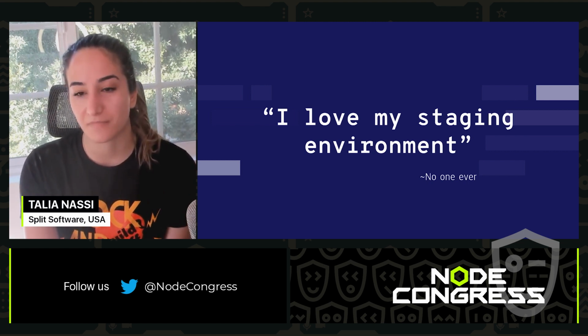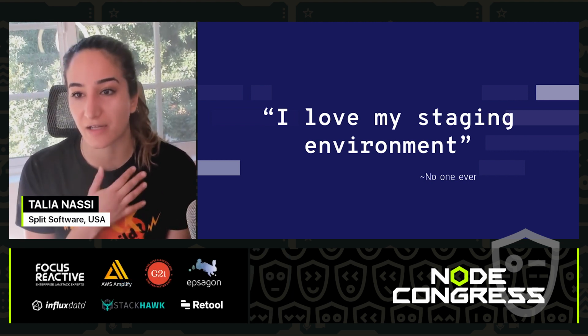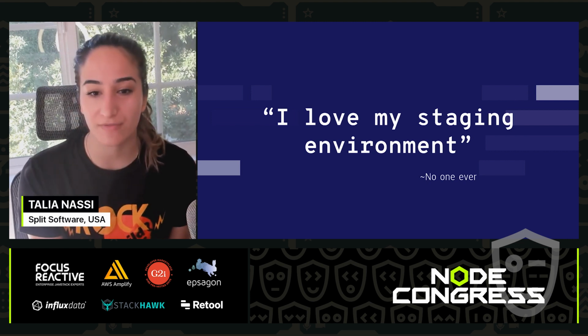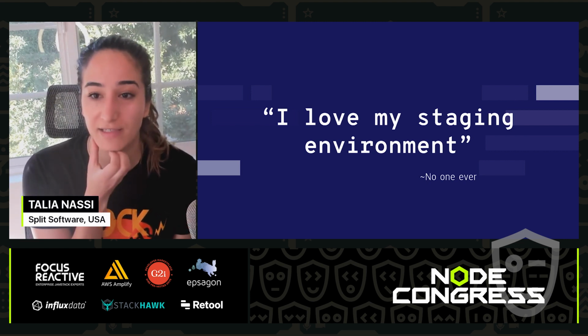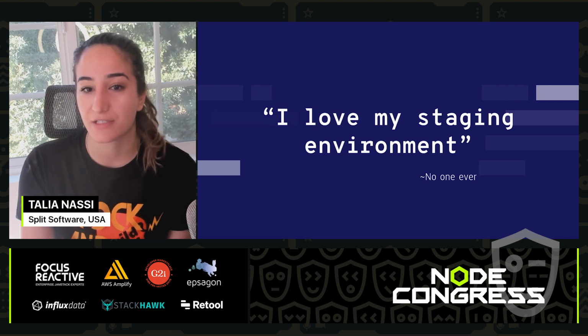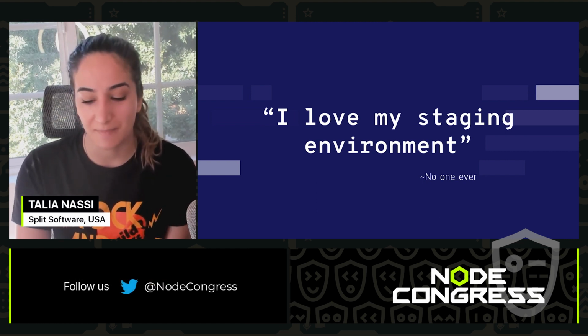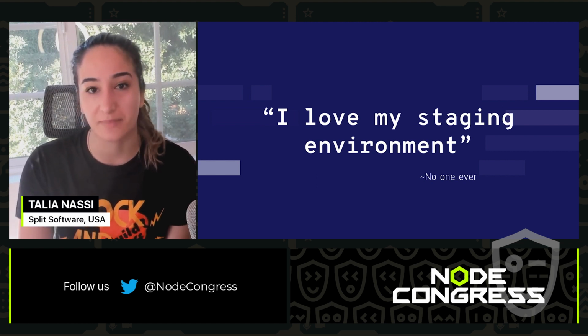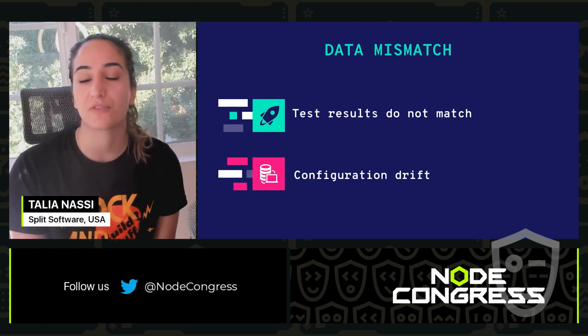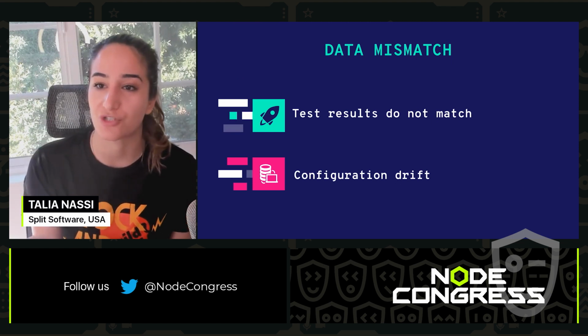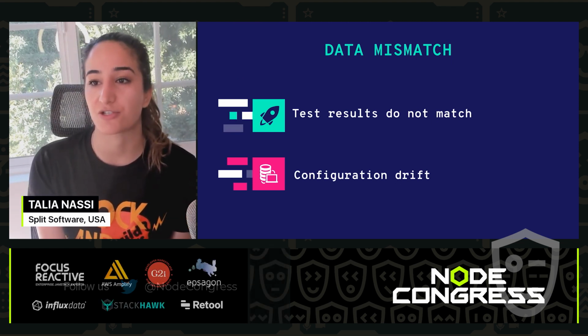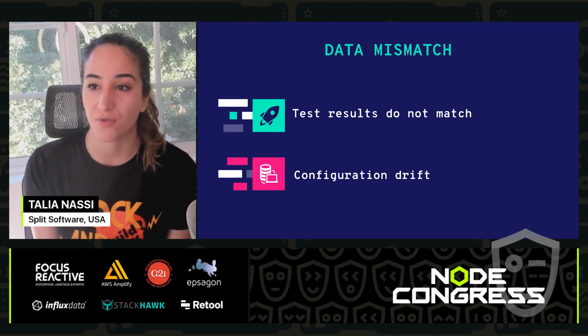And these are some of the problems that I dealt with that I'm sure most of you have dealt with too, if you've dealt with any sort of test environment, any sort of QA environment, anything that's not production. These are some of the things that made it really hard for me to do my job. So the first problem was data mismatch. The data in staging doesn't match production, which means test results don't always match.